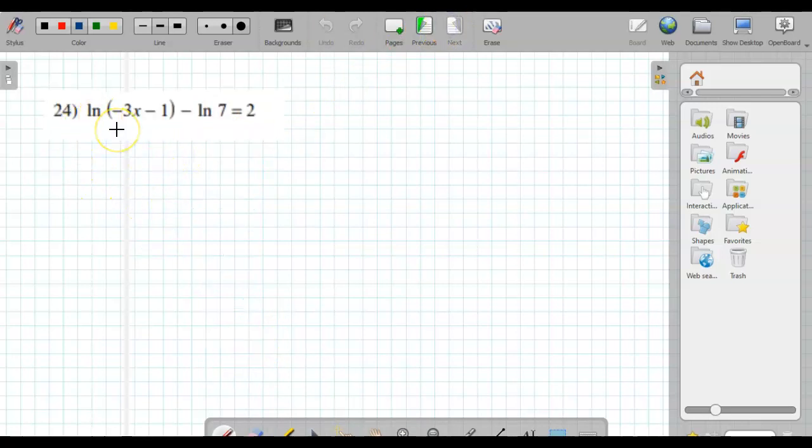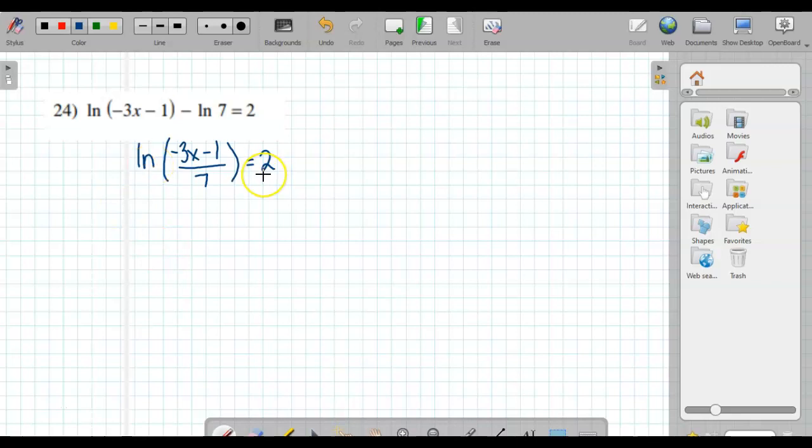Okay, 24, I believe, is the last one we're going to look at. And 24 is a natural log problem, which of course means that we have a different base. But we're going to work these problems basically the same as we have the others. So we need to combine these natural logs first. So we're going to have natural log of negative 3x minus 1 divided by 7 equals 2.